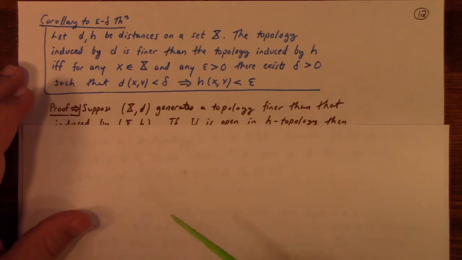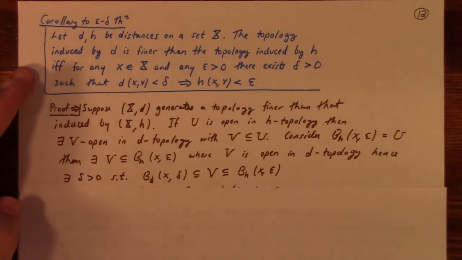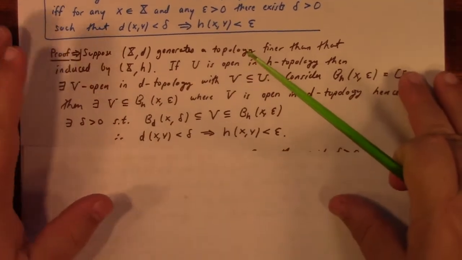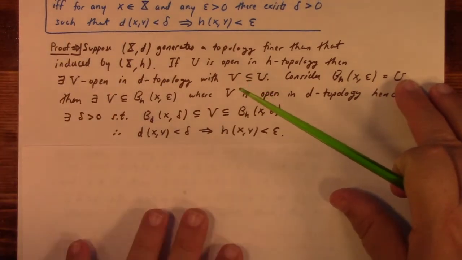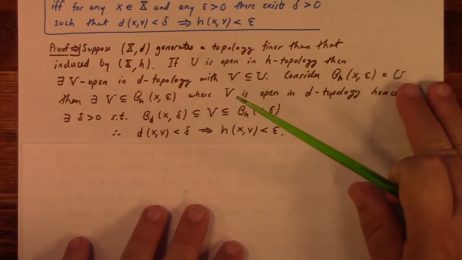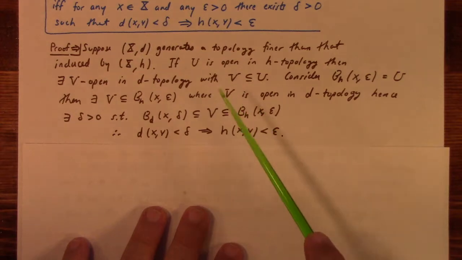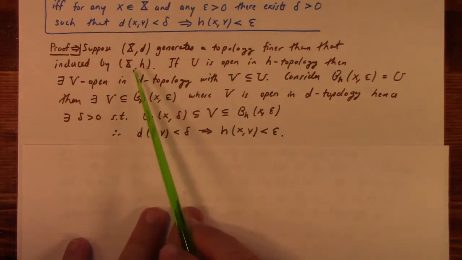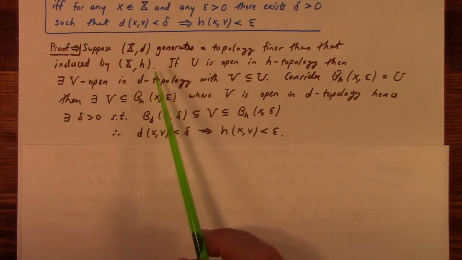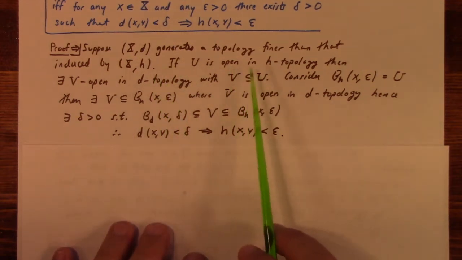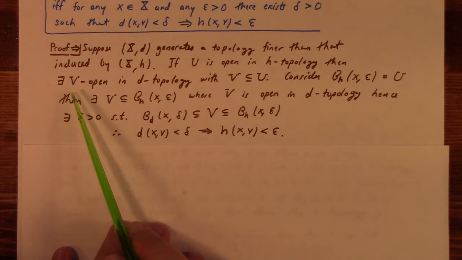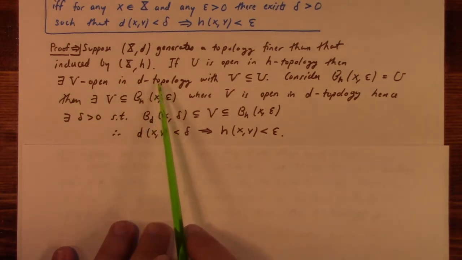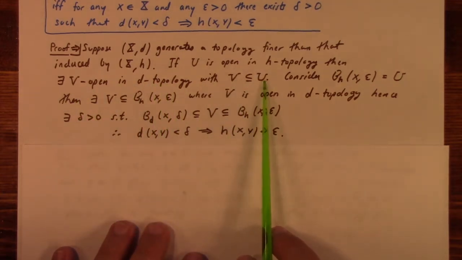Anyway, so I'm going to do the forward implication here. And here it goes. Suppose that (X, d) generates a topology finer than that induced by (X, h). All right. So if U is open in the h topology, that means that there exists V open in the d topology, where V is contained in U.